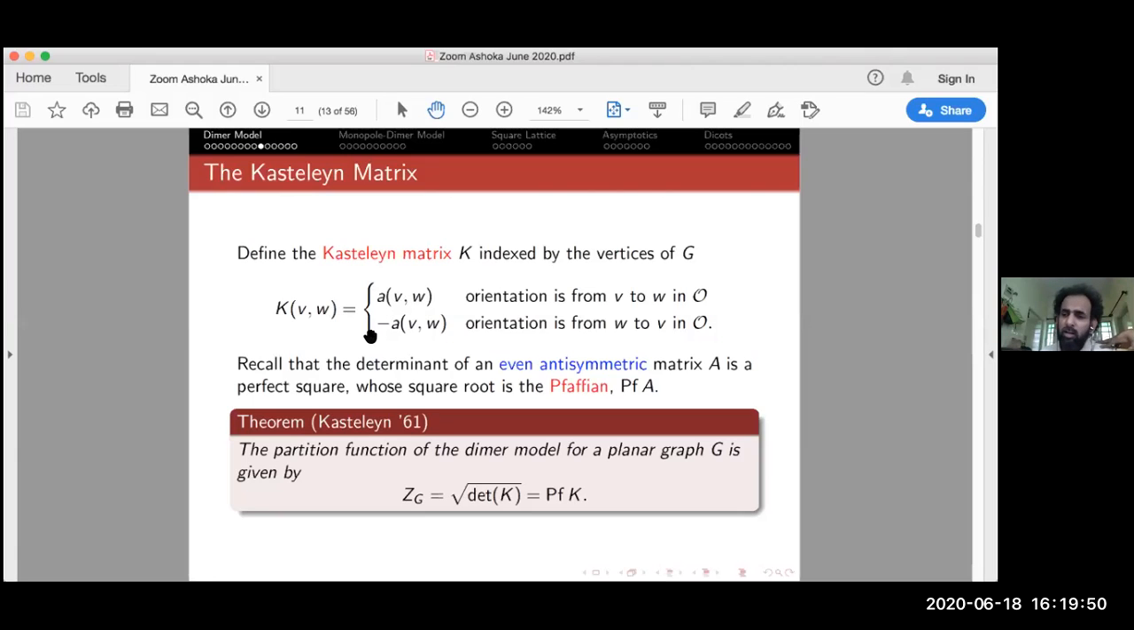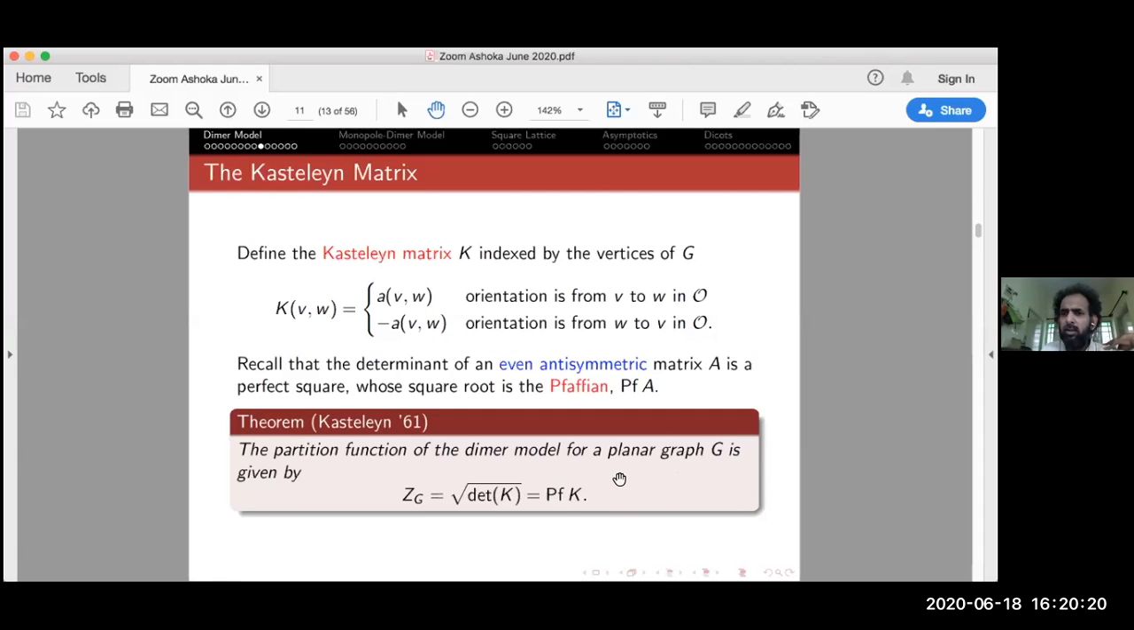And then you recall, the determinant of an even antisymmetric matrix is a perfect square, and its square root is the Pfaffian. So Kasteleyn proved that the partition function for a planar graph can be calculated using a Pfaffian. So it's a powerful result because it doesn't assume anything other than planarity of the graph. Are there any questions so far?